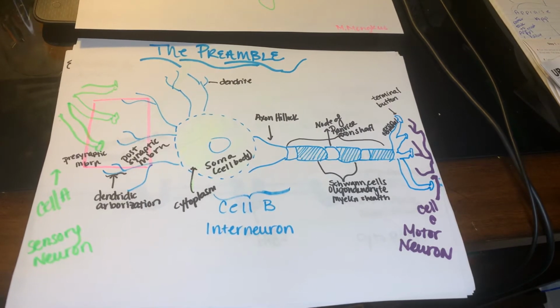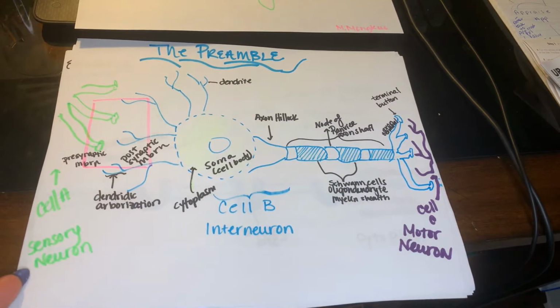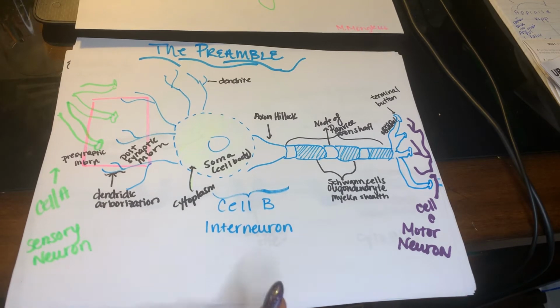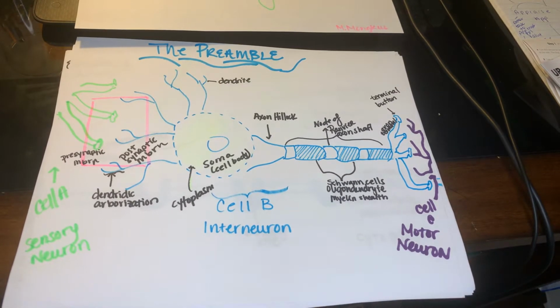So a neuron has both a receiving end and a sending end. As illustrated here, we have cell A, which is a sensory neuron located in the knee, cell B, which is an interneuron located in the lumbar region of the spine, and cell C, which is a motor neuron located back at the knee.